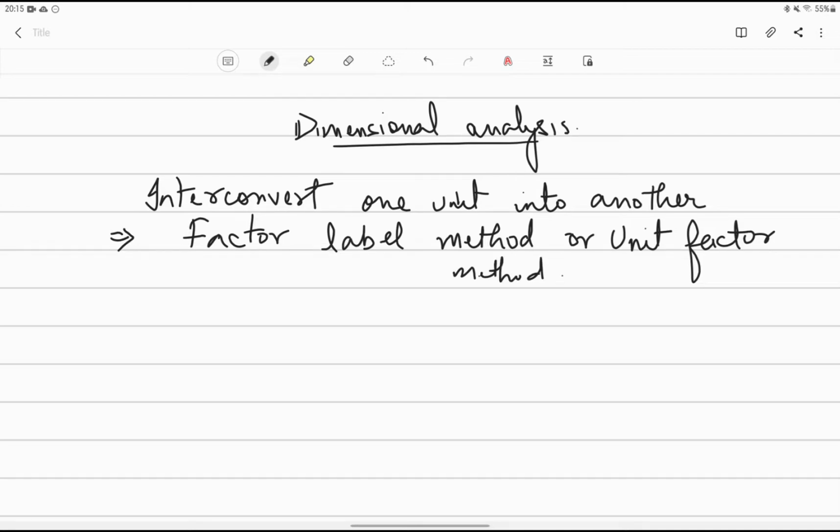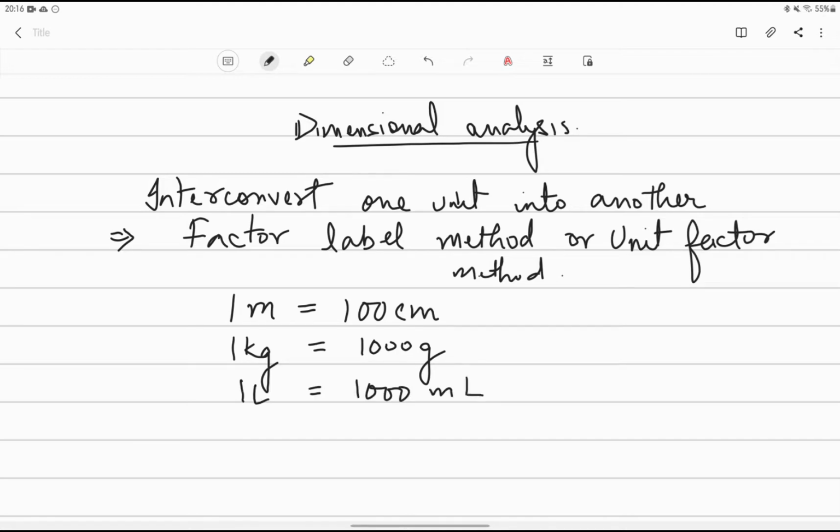So how do we do it? Basically dimensional analysis involves calculations based on the fact that if two quantities have to be equated, they must have the same dimension or the same units. Suppose we know that 1 meter is equal to 100 centimeter. We also know that 1 kg is equal to 1000 gram, 1 liter is equal to 1000 milliliters, 1 centimeter cube is equal to 1 milliliter, 1 meter cube is equal to 1000 liters, and so on.